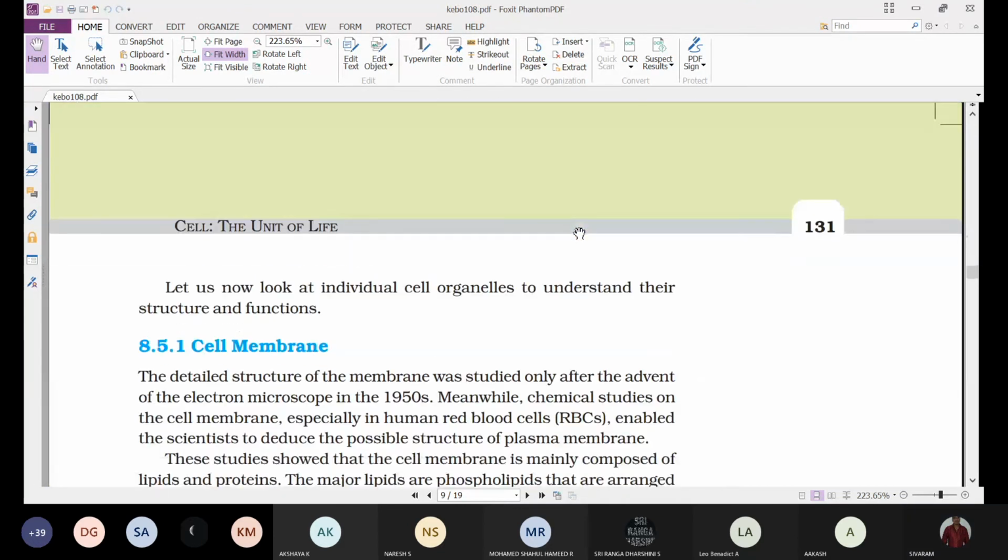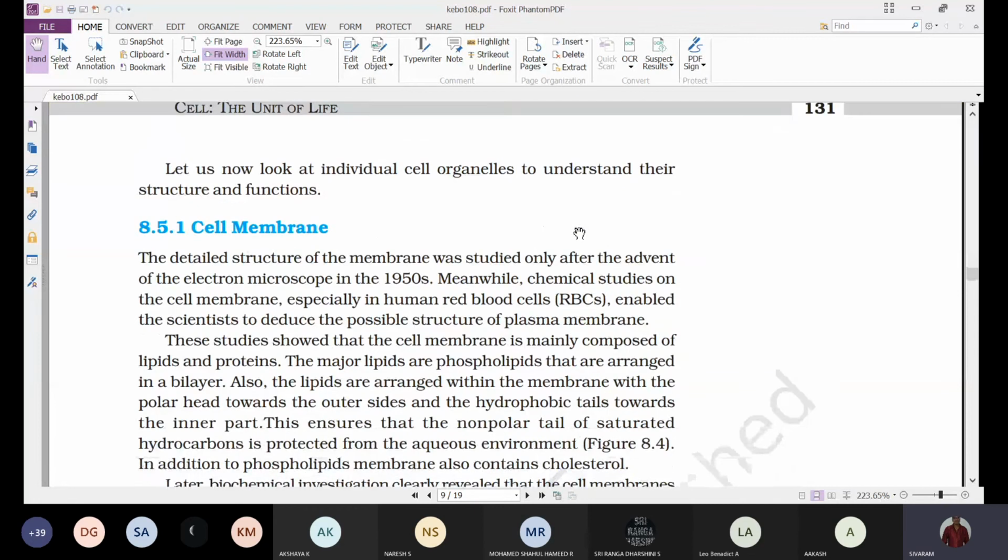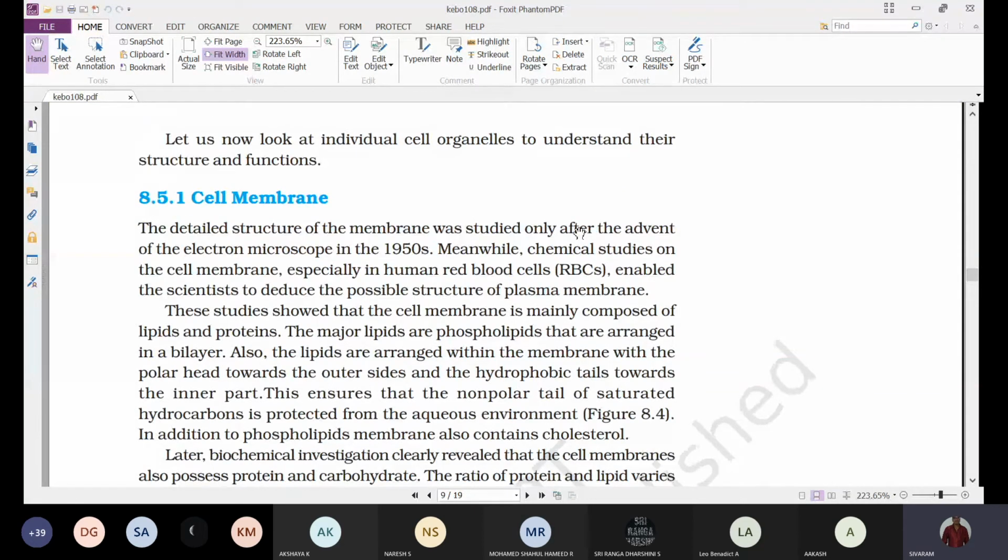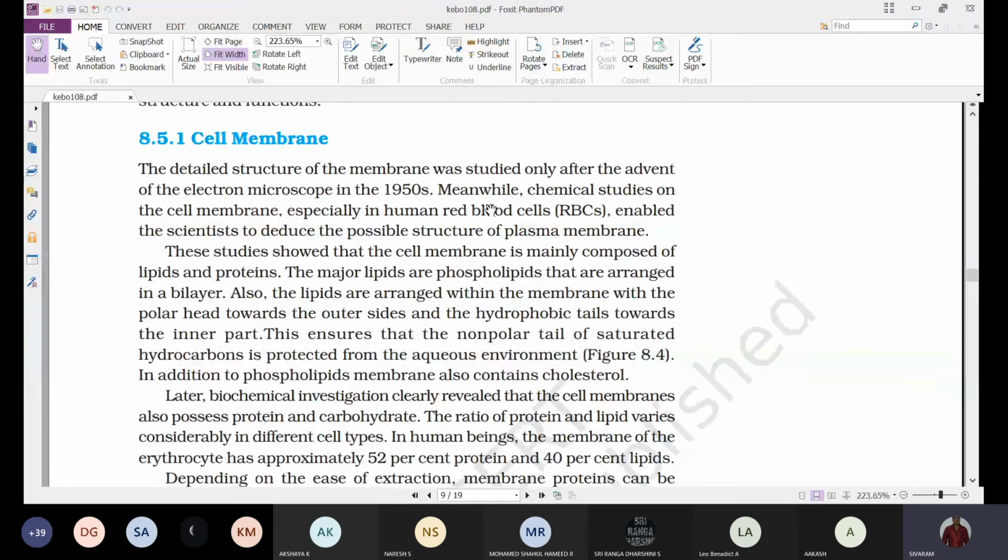Okay, coming to the detailed structure of the eukaryotic cell. Let us now look at the individual cell organelles to understand their structure and functions. The different cell structures that are associated. The first one is the cell membrane. The detailed structure of the cell membrane was studied only after the advent of the electron microscope in the 1950s.